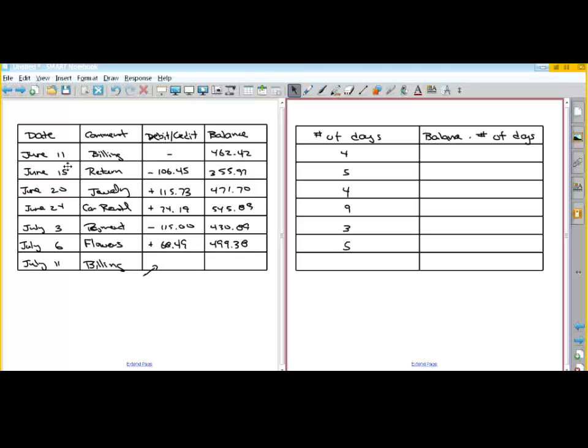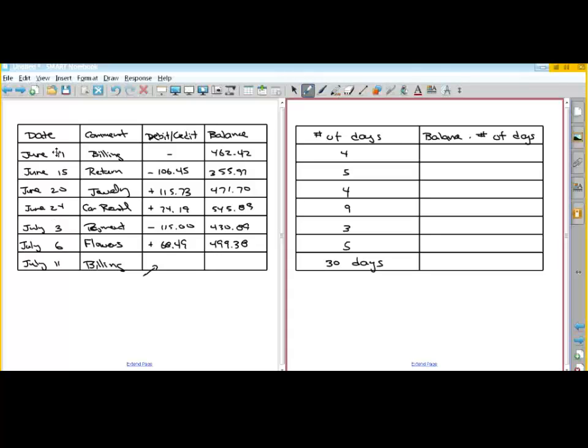Okay. 4, 5, 4. I have this 4 plus 5 plus 4 plus 9 plus 3. Oh, I added 8. I don't know how I did that. 4 plus 5 plus 4 plus 9 plus 3 plus 5. 30 days. Okay, that makes sense. So we have 30 days if we add all this up.